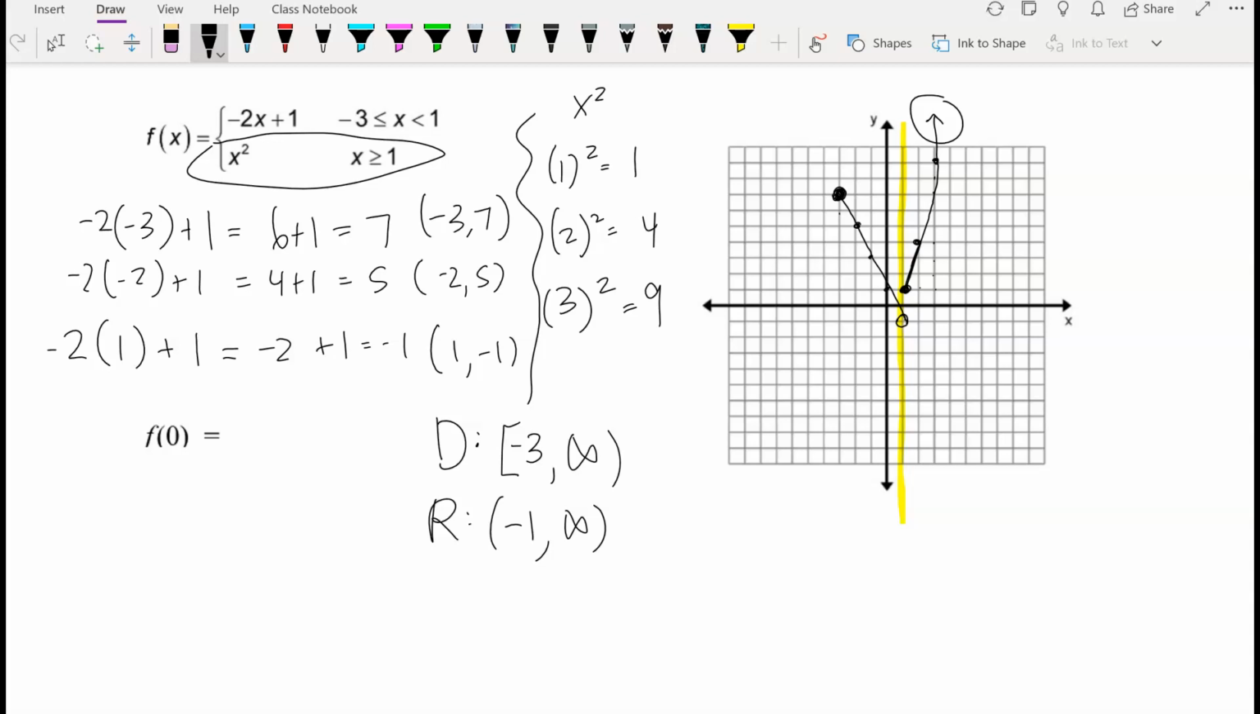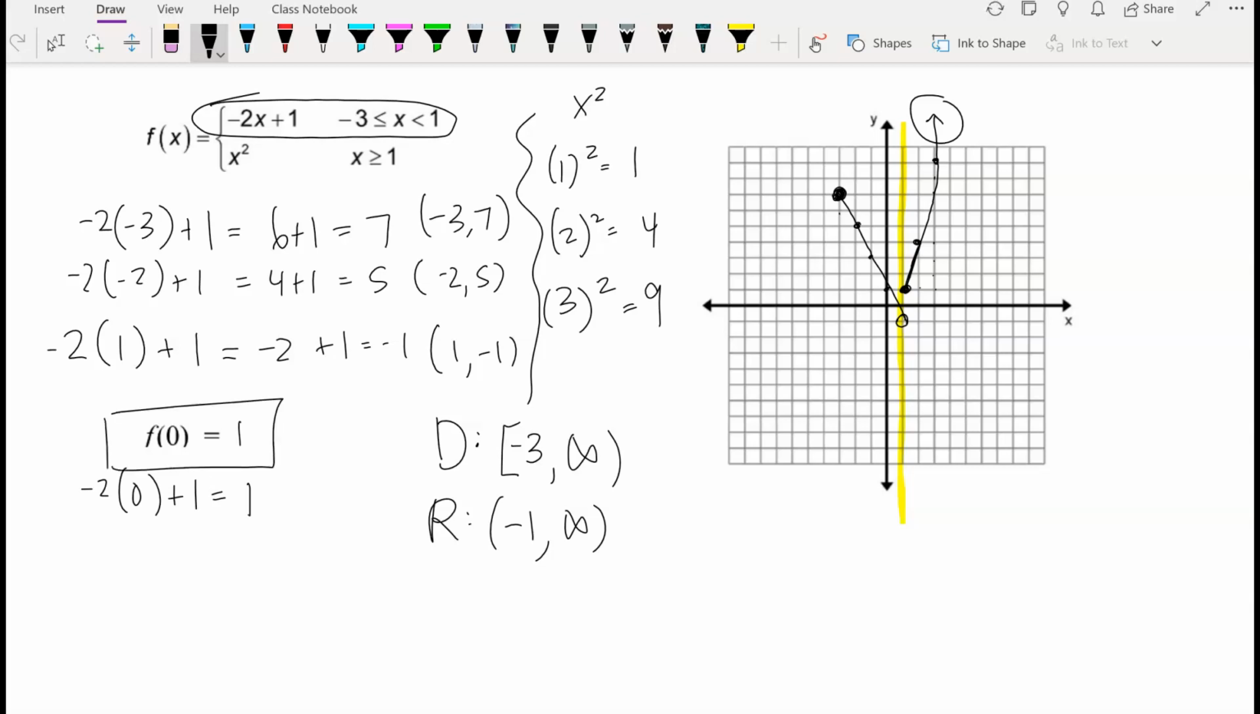All right, f at 0. So at 0, that's going to be between negative 3 and 1. So that would be negative 2 times 0 plus 1. So it's going to be 1. And you can also tell by the graph here too, that little green mark is where f is 0.